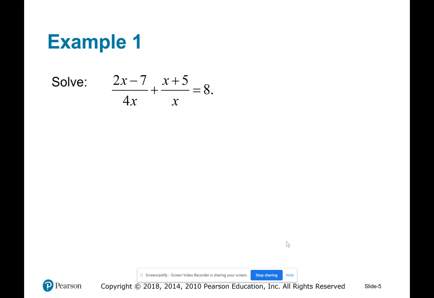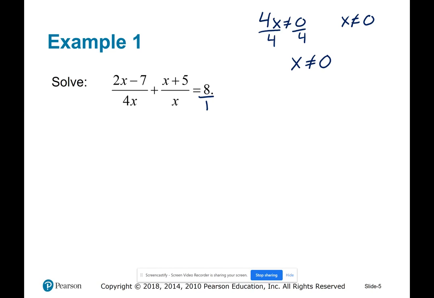So here's the first example. Example 1 says (2x minus 7) over 4x plus (x plus 5) over x equals 8. The first thing we need to do is check the bottoms for restrictions. I'm going to look at each bottom: 4x and x. So 4x can't equal 0, and x can't equal 0. And you're like, Miss Bustle, that 8 doesn't have a bottom. Well, we're going to give it a bottom of 1. In all of these situations, we get x can't be 0. So that would be our only domain restriction and our only answer we can't have.